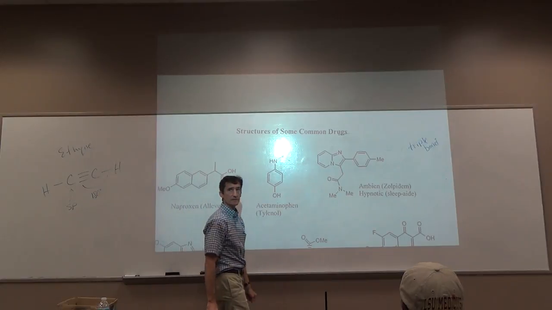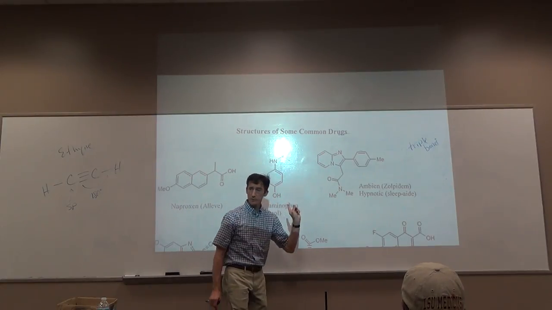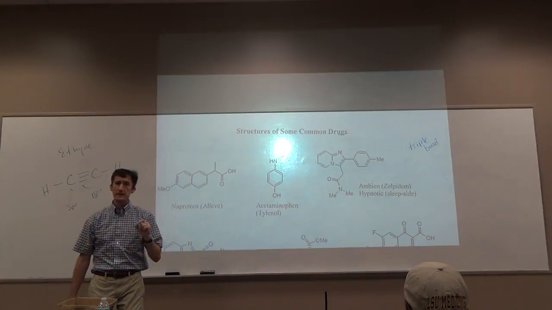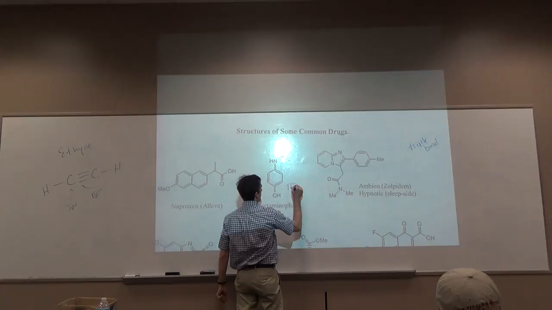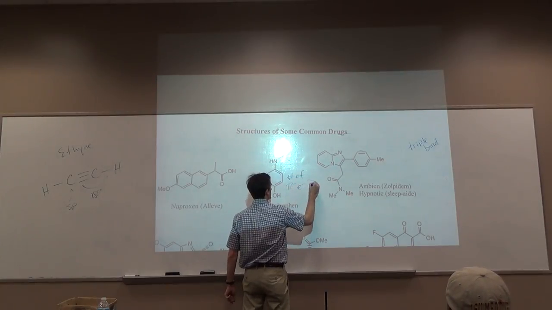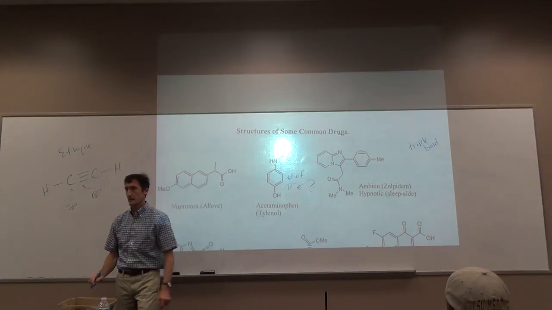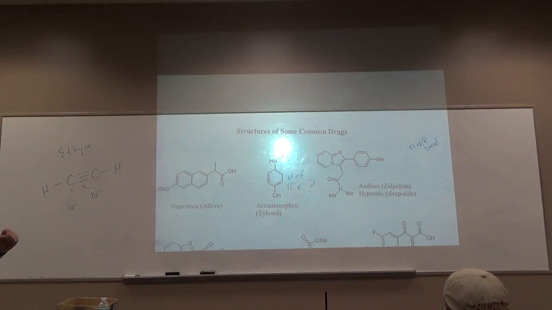These are the questions to ask. Here's the other question, you'll see it in some of the workbook. How many pi electrons? The number of pi electrons. A pi electron will be an electron that's in a p orbital. You've got to know where electrons are. Zolpidem, how many electrons in p orbitals?